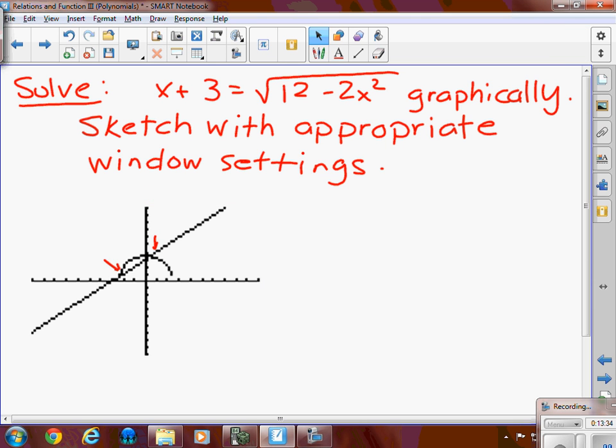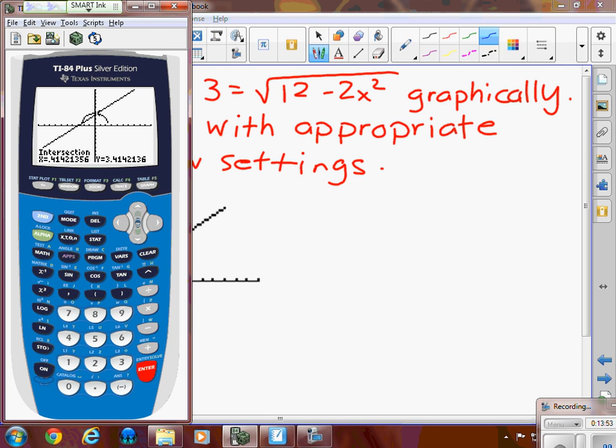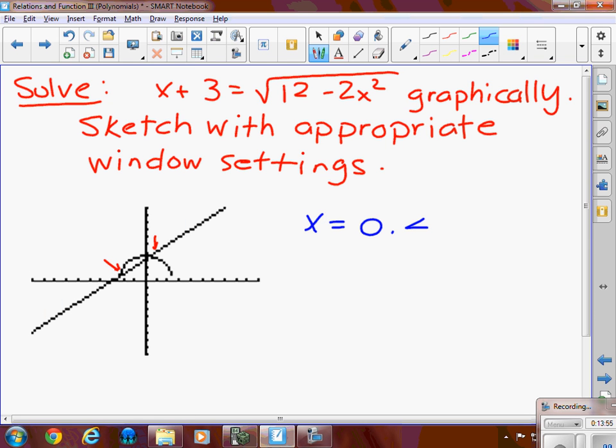Now, how do we find them? How do we find those intersection points? Yep, second trace or second calc. Number 5 is intersect, and then first curve, second curve, guess. One of the solutions, we can see that top one, is saying the solution is x is 0.414. So that's one of the solutions. X equals 0.414-ish.